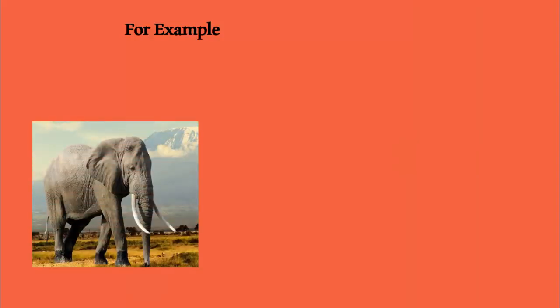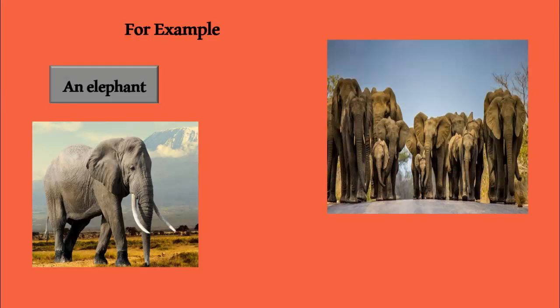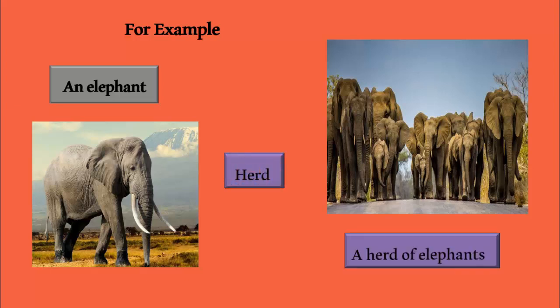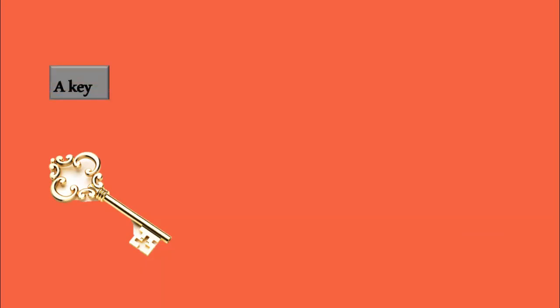For example, if you see only one elephant, you will describe it as an elephant. But if you see more than one elephant at a place, how will you describe this group of animals? You will use the phrase a herd of elephants, because the collective noun herd is used for a group of herbivore animals.